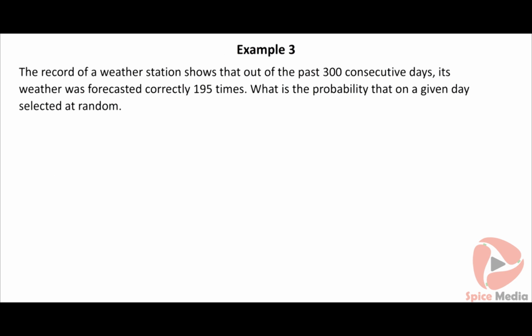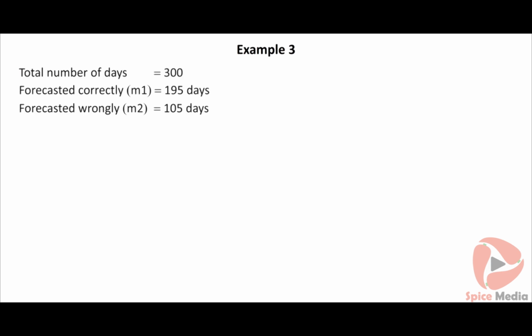The record of a weather station shows that out of the past 300 consecutive days, its weather was forecasted correctly 195 times. What is the probability that on a given day selected at random, the forecast was correct, and the forecast was not correct? Click on the solution button to view the solution.